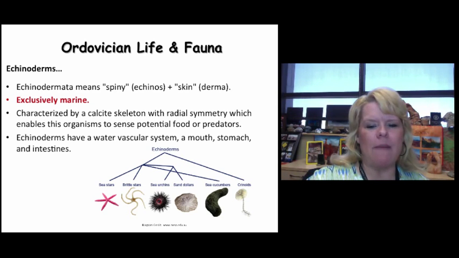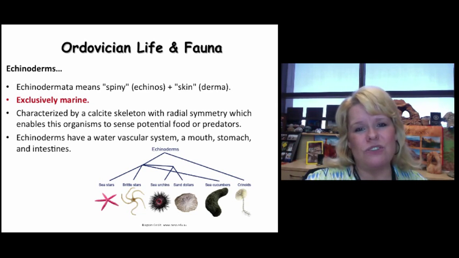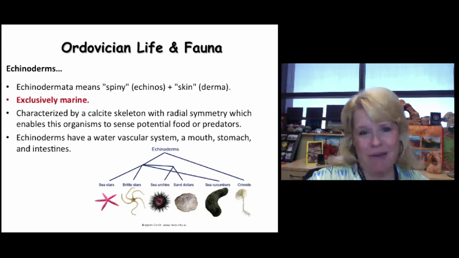What do I mean by that? Their fivefold symmetry that they have allows them to suspend themselves, looking for potential food and sensing for predators that they may have. At first glance, echinoderms don't look that complex, but they have an entire water vascular system, a mouth, a stomach, and even an intestines. So you have to realize that these are complex animals, not too different from us, they just don't have backbones.